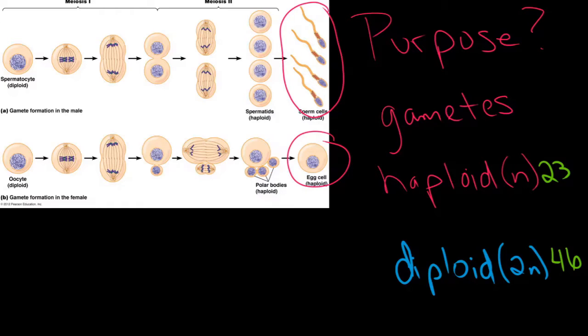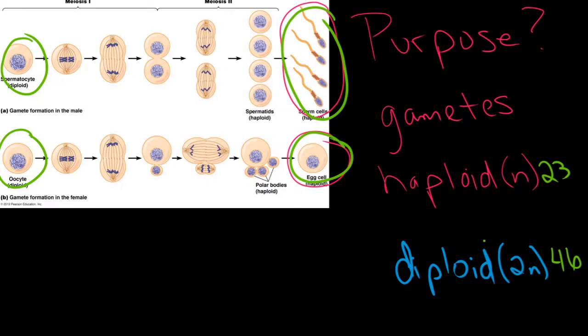So the question is, how do we start out from a diploid cell here and wind up at the point over here where we have haploid? How do we get from here to here? How do we cut these numbers in half? Well, let's dive in and find out.